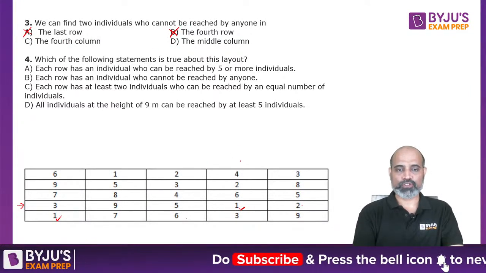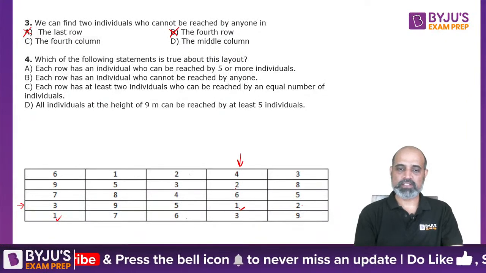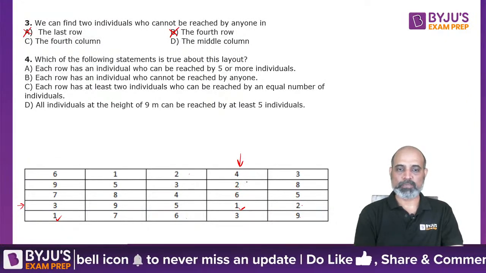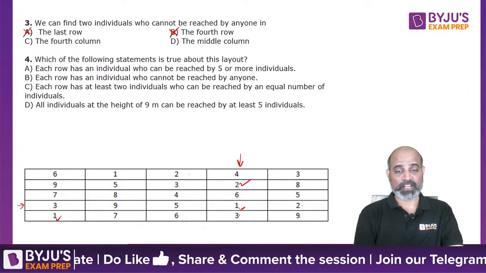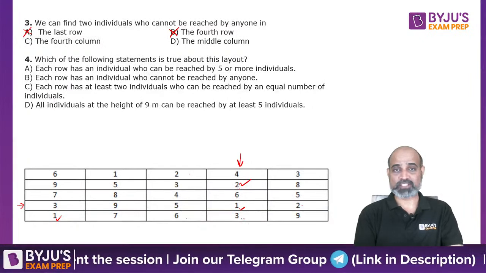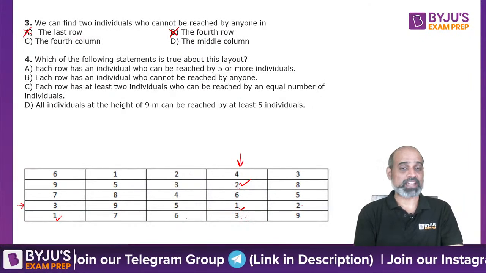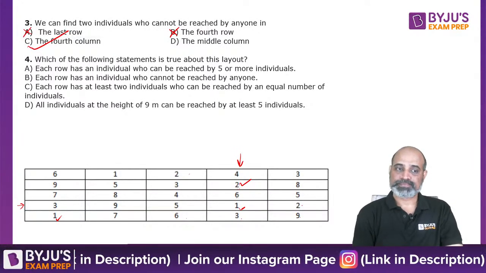Fourth column means this column. 4 can be reached from everyone. This guy 2 cannot be reached by anyone. 6 can be reached by everyone around him. 1 cannot be reached by anyone. 3 can be reached from 1. So there are exactly 2 individuals who cannot be reached by anyone in the fourth column. So mark it.